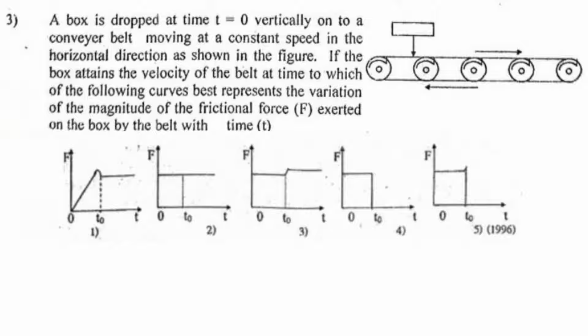Question number 3. The box is dropped at time t equals 0 vertically on a conveyor belt moving at constant speed in the horizontal direction as shown in the figure. If the box attains the velocity of the belt at time t0, which of the following curves best represents the variation of the magnitude of frictional force exerted on the box by the belt with time t?